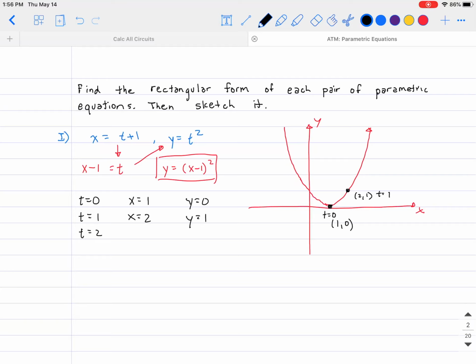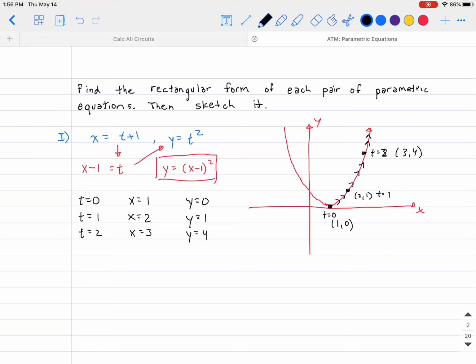When t is equal to 2, we have x is equal to 3, y is equal to 4. So that gives us the coordinate (3, 4). So let's see, so 3 and then 4. So maybe somewhere around here if I drew it a little bit better. So t is equal to 2, and then (3, 4). So here we can now see the direction of the path that you actually take. So it looks like it's going to start at the vertex and it's going up towards the right hand side of this curve.